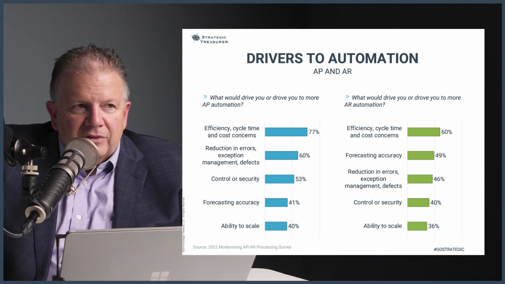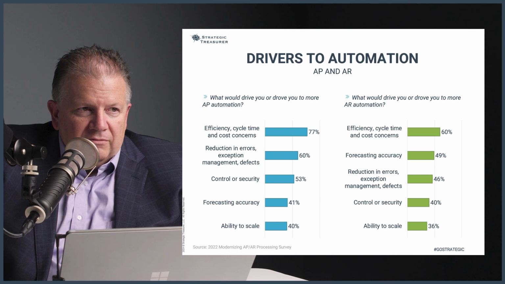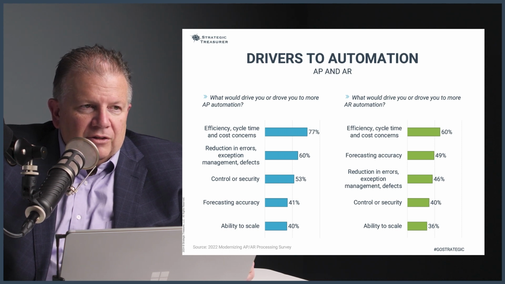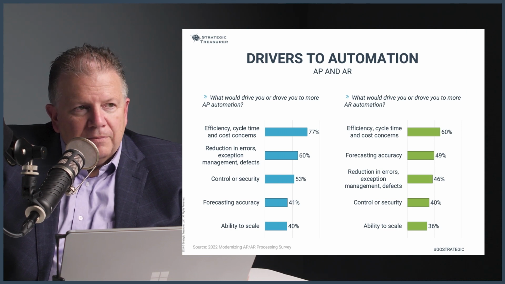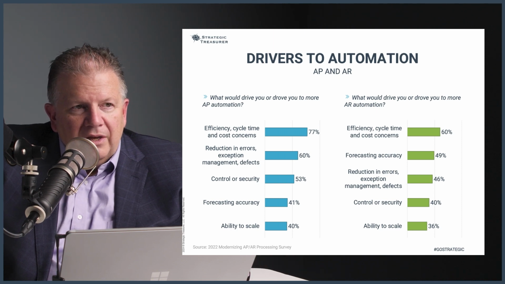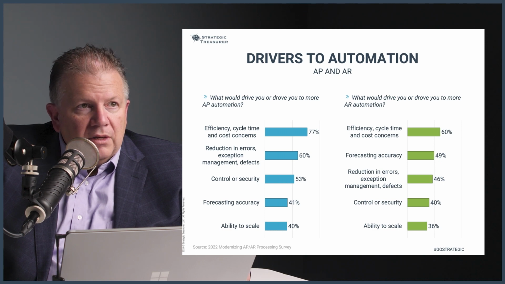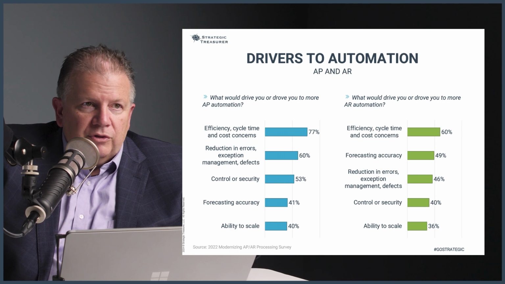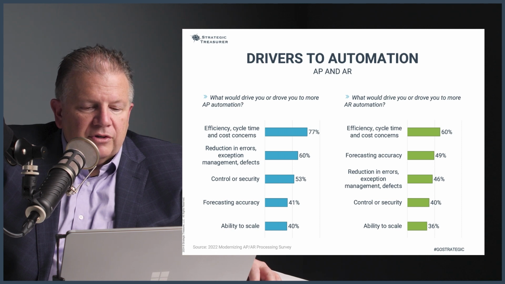Number 2 on the AP side is reduction in errors, exception management, defects. 60%, that's 46% on the AR side. Defects are the biggest contributing factor to inefficiency. And so that's a really interesting factor. I've got a lot of stories. I'm sure many of you have stories about how a problem doesn't take the same amount of time as a regular work effort. It doesn't take double. It takes multiple elements of time, and it impacts people in multiple areas and in multiple companies. So these are some of the drivers to automation. That's from our research that funnels into the analyst report and feeds into our discussion as well.